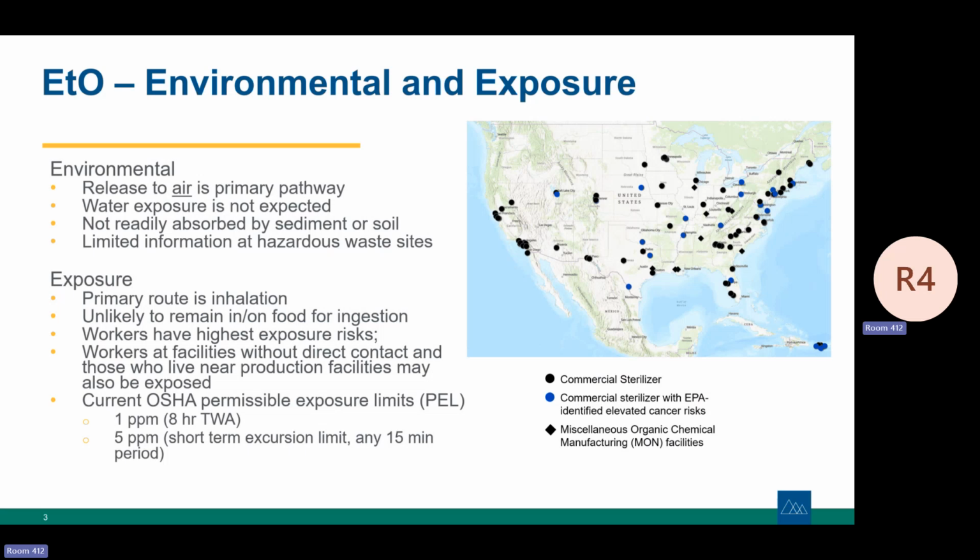With the exposure, the main target is those people working at the facilities, handling the ETO directly, working in the buildings indirectly, and then those people who are in the surrounding communities. Current OSHA permissible exposure levels are 1 ppm over an 8-hour average, or 5 ppm short term. This is still pretty high. This has not changed yet, but there is a lot of conversation around this that in the coming probably 5 to 10 years, they would like to get this down to maybe 0.1 ppm.